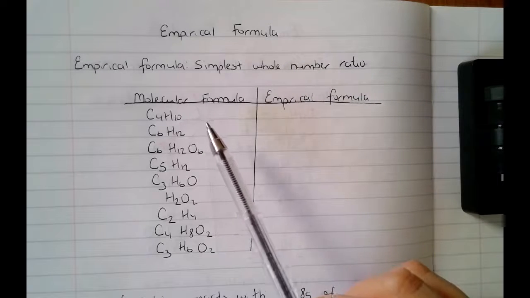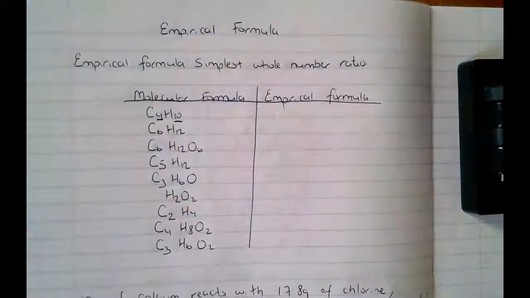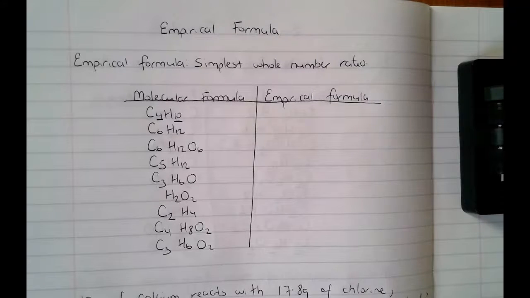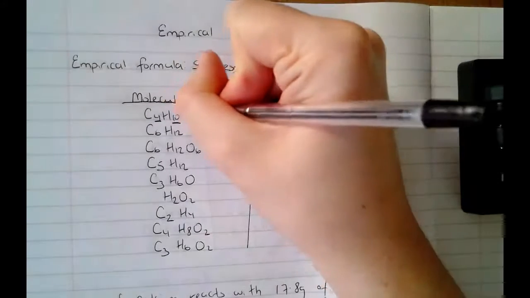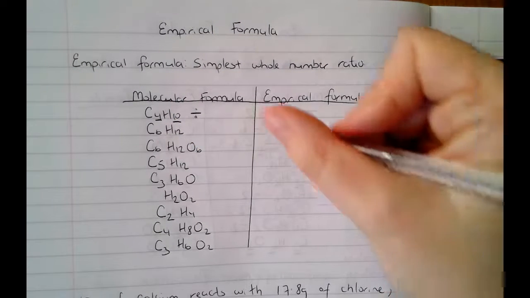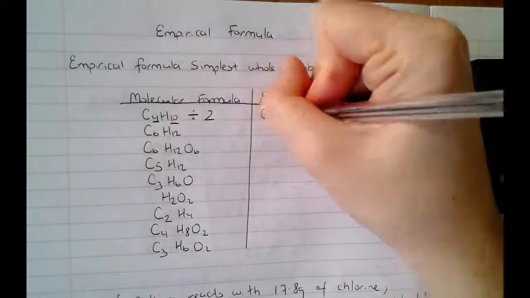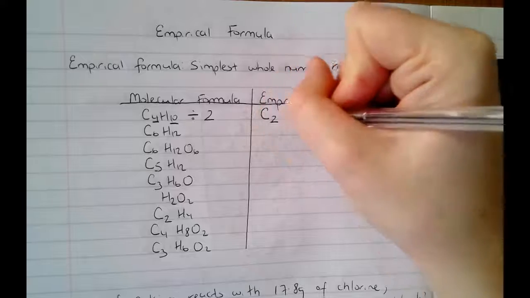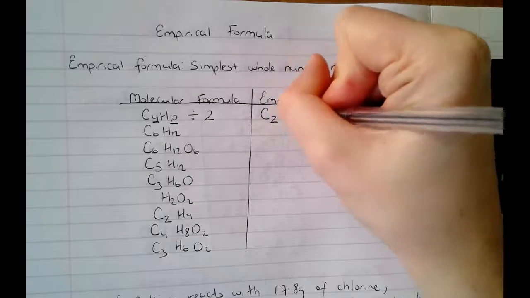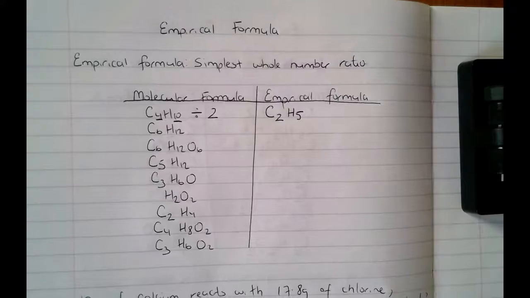And to convert from molecular formula to empirical formula, you need to look at the numbers that you've got in your molecular formula and then divide all numbers present by the biggest number that will go in evenly. In this example, the numbers I've got are 4 and 10. The biggest number that will divide in evenly is 2. And when I divide by 2, 4 divided by 2 gives me 2, 10 divided by 2 gives me 5. I get C2H5 as my empirical formula.